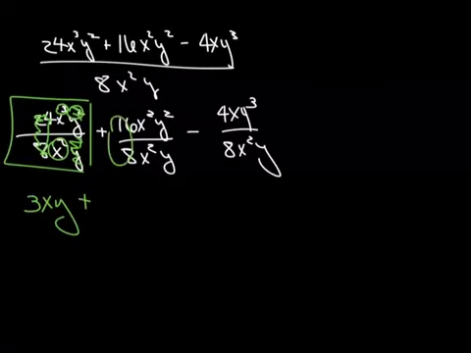16 over 8 is 2. I have 2 there and 2 there, so they both go away. I have 1y here and 2 on top, so I'm going to cancel 1 there and 1 of those, leaving me with 1.